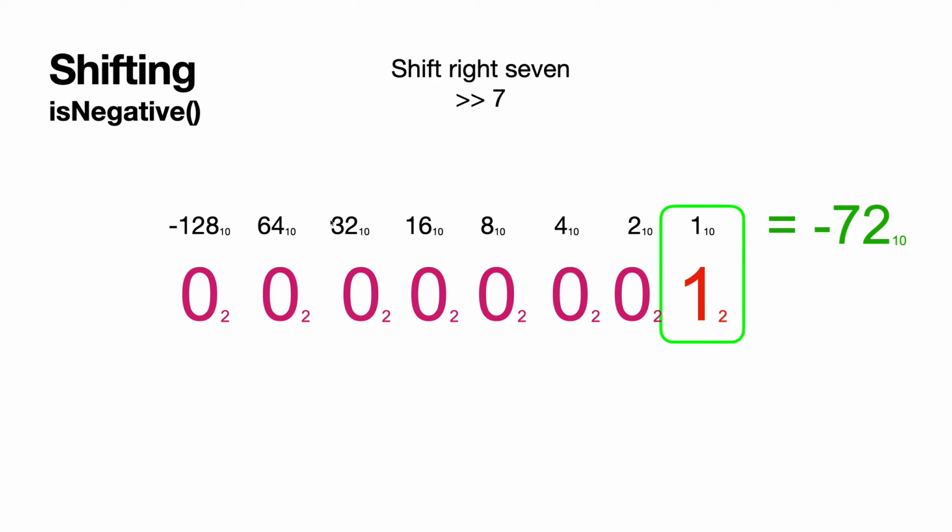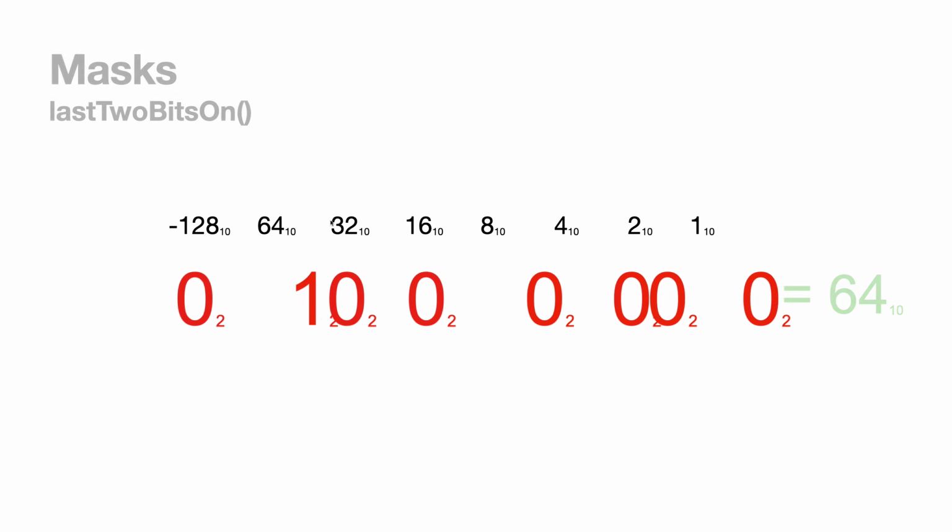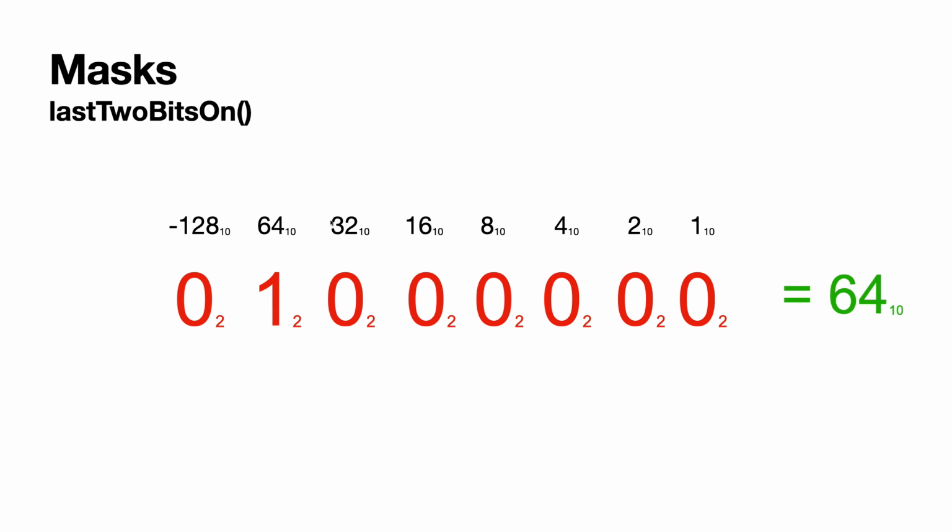Good enough. Let's take a different function, something else in this case. We're going to take the representation for 64. We want to create this function called last 2 bits on. We just want to figure out if the last 2 bits are on for some number. Why would you do that? Different reasons, but in this case, let's just take it at face value. If we have the integer 64, obviously this wouldn't have the last 2 bits on, so we should be able to return false.